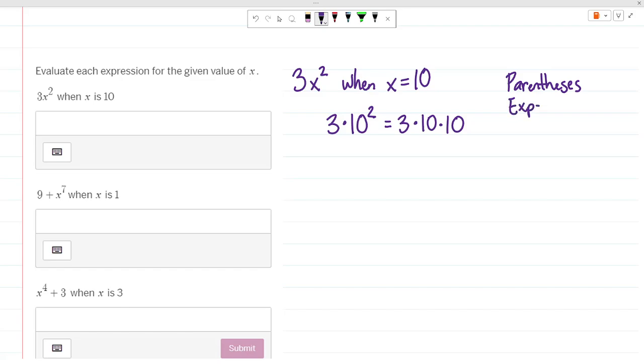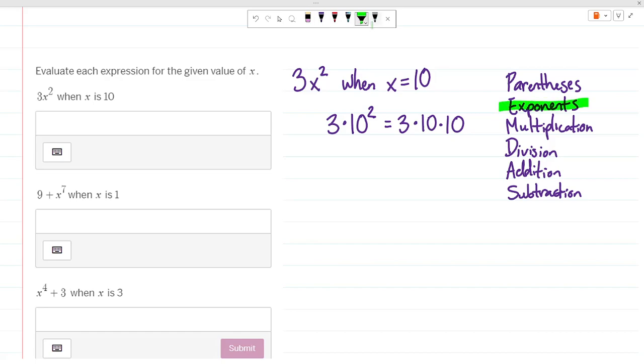Then we do exponents, our multiplication and division. We do those in the order they appear. And we can just actually write these in a vertical list. So multiplication and division, those kind of go together. And then same thing for addition and subtraction. So you do those in the order they appear. So here we have to do the exponents first. And that's why we did this part.